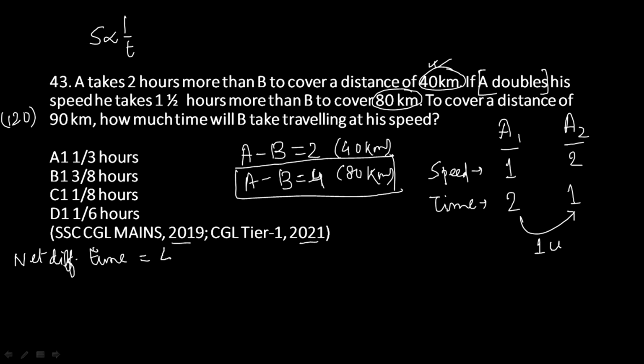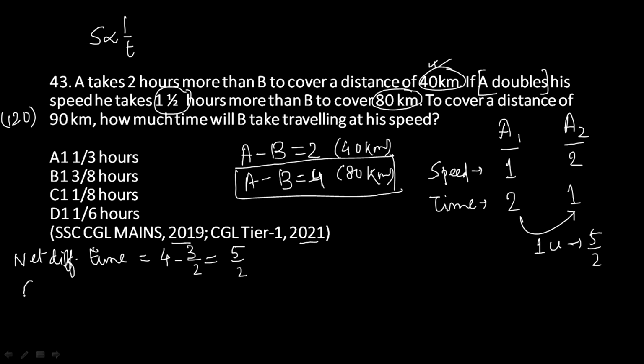What is it? 4 minus 3 by 2. 1 and 1 by 2 means 3 by 2. So it will be 5 by 2. So this 1 unit is equivalent to 5 by 2. Clear? So now you can get the speed of A and B exactly.